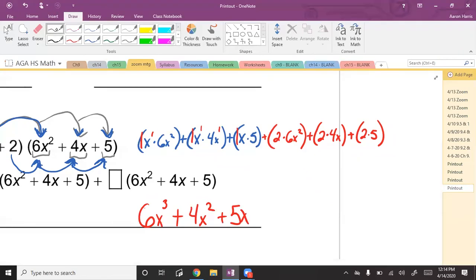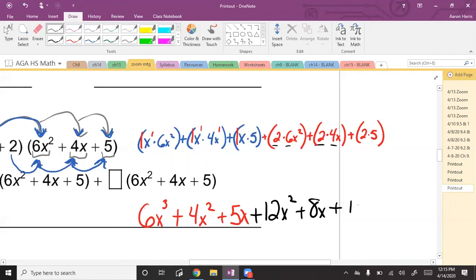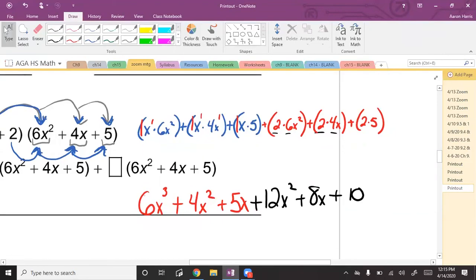Good. Now, 2 times 6? Don't tell me, I know it. It's 12x squared. 12x squared. Good. 2 times 4? 8x. Good. And 2 times 5? 10. 10. Good. Are there any like terms anywhere?